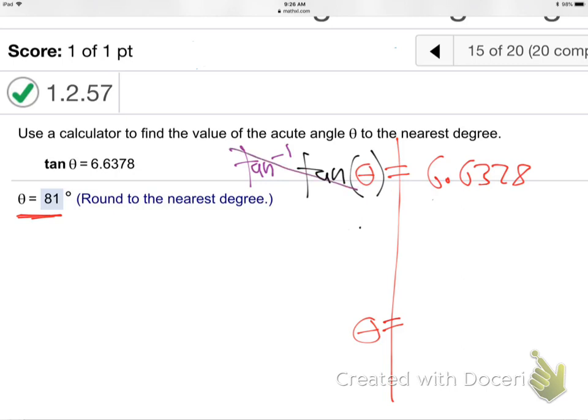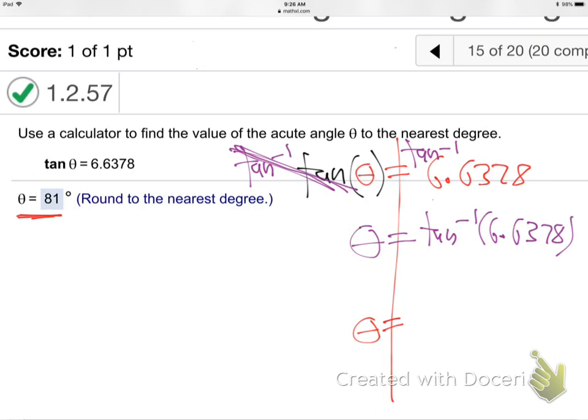But whatever you do to one side, you have no choice but to do the same thing to the other, because you're keeping the balance. If two things are equal, treat them the same, they'll still be equal. So I did tangent inverse on both sides. That's correct. That'll get rid of the toaster. You put the toast back into the inverse toaster and it turns it back into bread. On the other side, its tangent inverse is 6.6378.